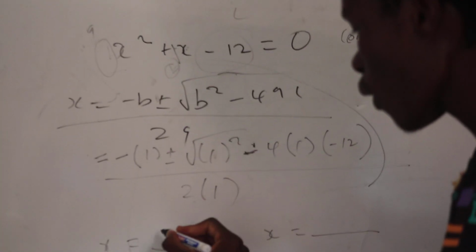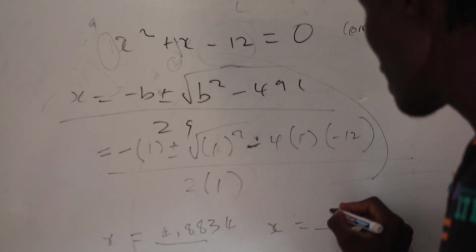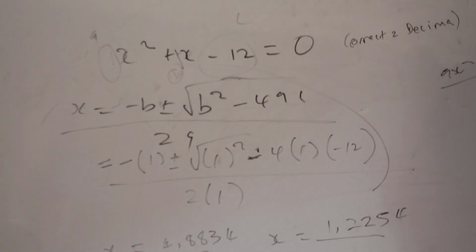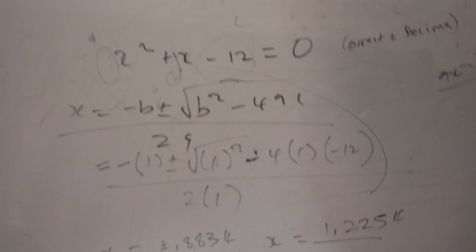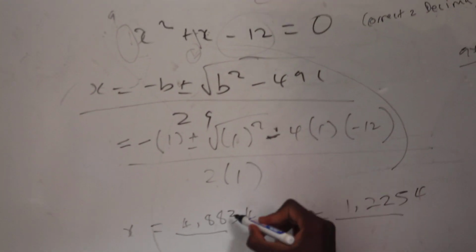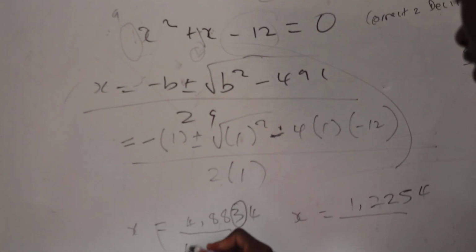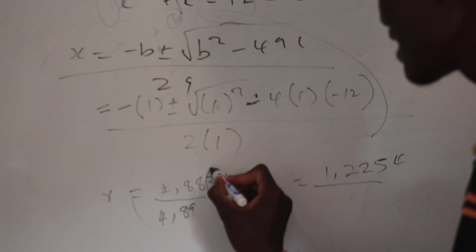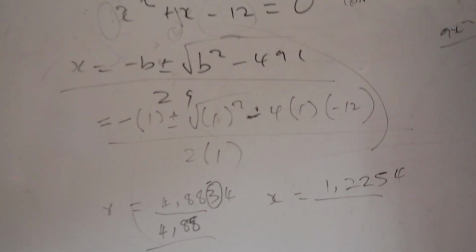If your answer is 4,88334, and here it's 1,22554, and they say correct to 2 decimal places, you're gonna come and say 4,88. You look at this number. If this number is 5 and above, then you're gonna say this answer is 4,89. But if this number is less than 5, the way it is, you leave it as 4,88. You've corrected to 2 decimal places.